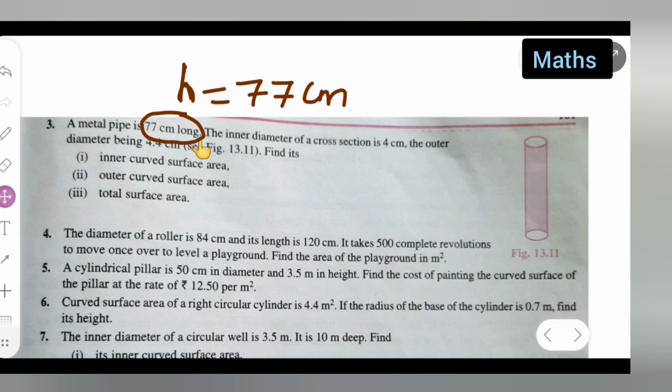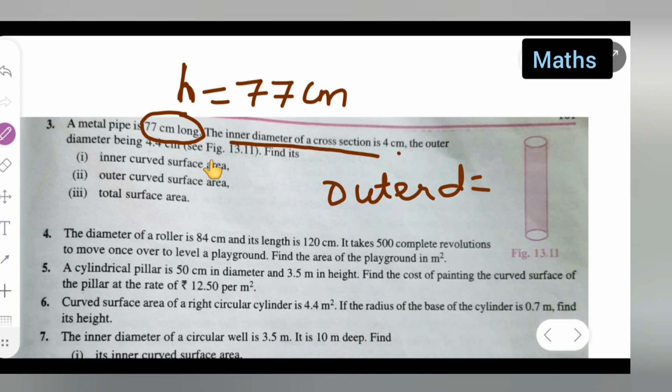Next, what is given to you all? The inner diameter of a cross section is 4 centimeter. For inner diameter it is 4 centimeter. Okay, and when we talk about the outer diameter being 4.4 centimeter, so for outer diameter it is how much? Outer diameter it is 4.4, right? So we need to find the inner curved surface area, outer curved surface area and total surface area.